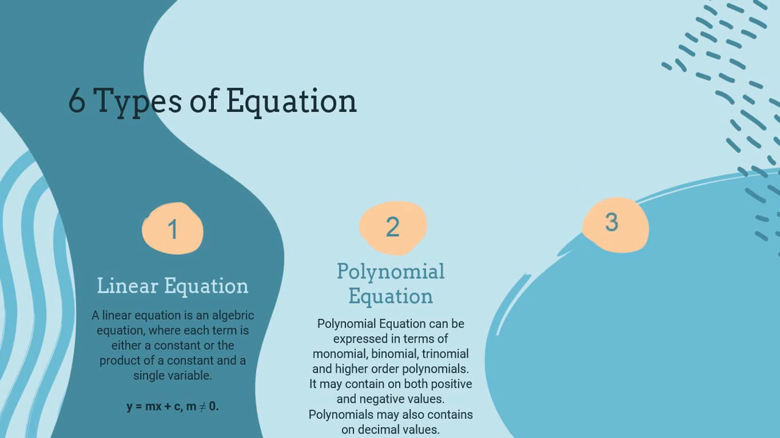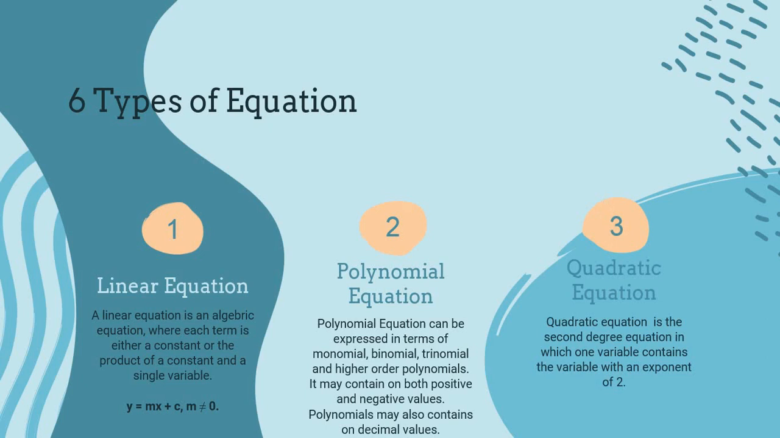3. Quadratic equation. Quadratic equation is the second-degree equation in which one variable contains the variable with an exponent of 2. The general of quadratic equation is ax squared plus bx plus c equals 0, a not equal to 0.